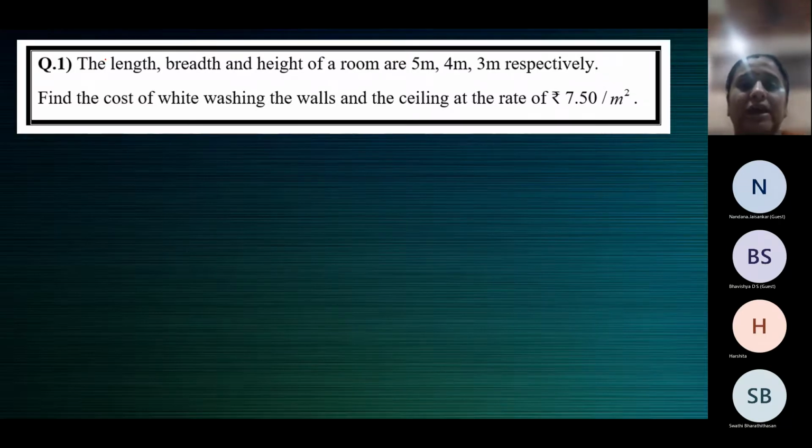Now, supposing the area of the 4 walls and the ceiling is 50 meters square. 1 meter square costs 7 rupees 50 paise, so 50 meters square will be 50 into 7.5. That will be the total cost of whitewashing the walls and the ceiling.